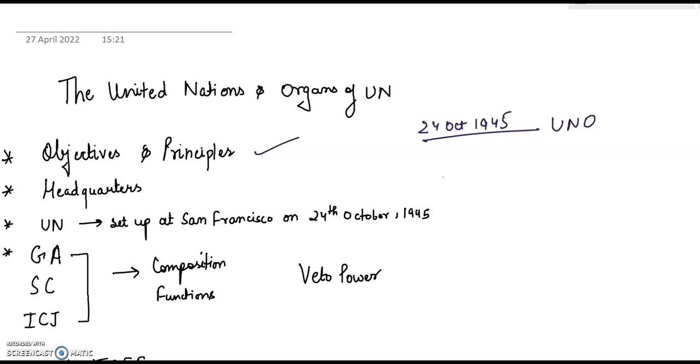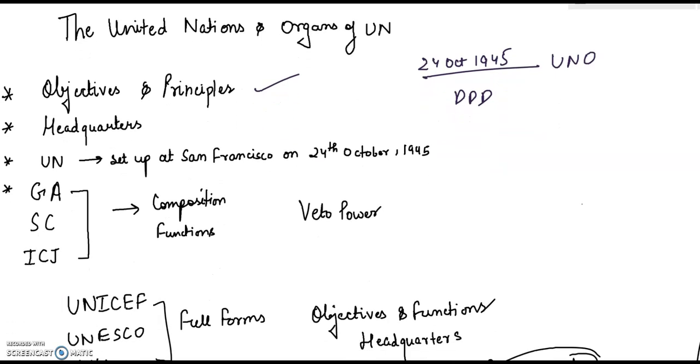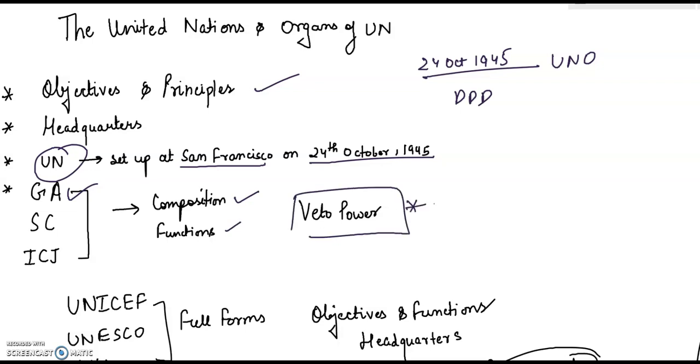Then an important term: the 3 new objectives of the UN are disarm, decolonize and develop. Then the headquarters. The UN was set up at San Francisco on 24th October 1945. And then the organs like the General Assembly, Security Council, and International Court of Justice. For these, you have to read the composition as well as the functions. Veto power is a very important term again. It has been asked in previous years.